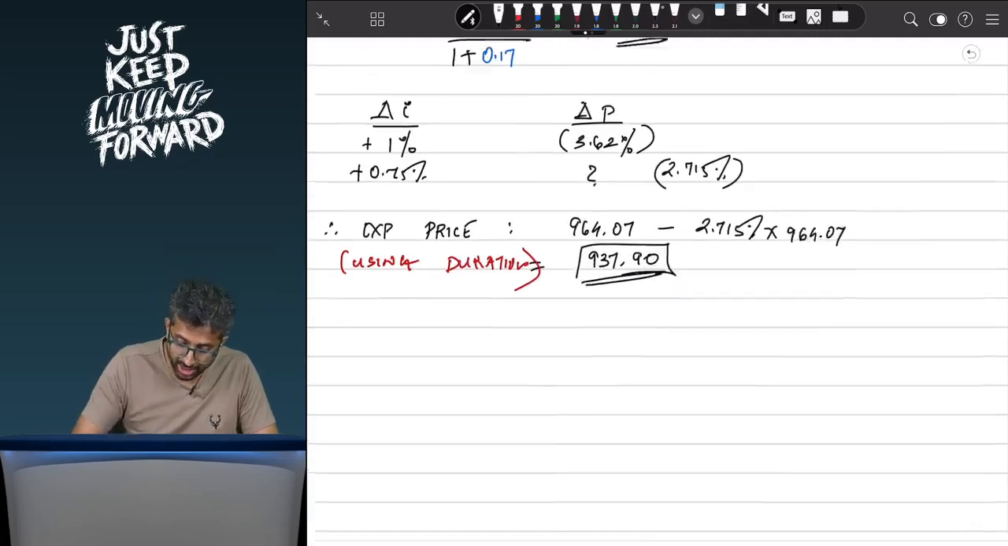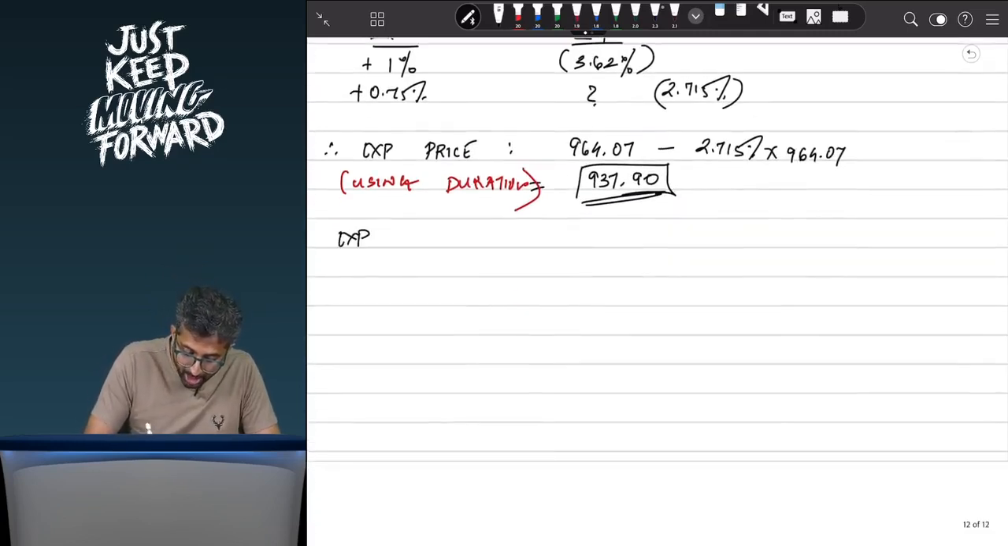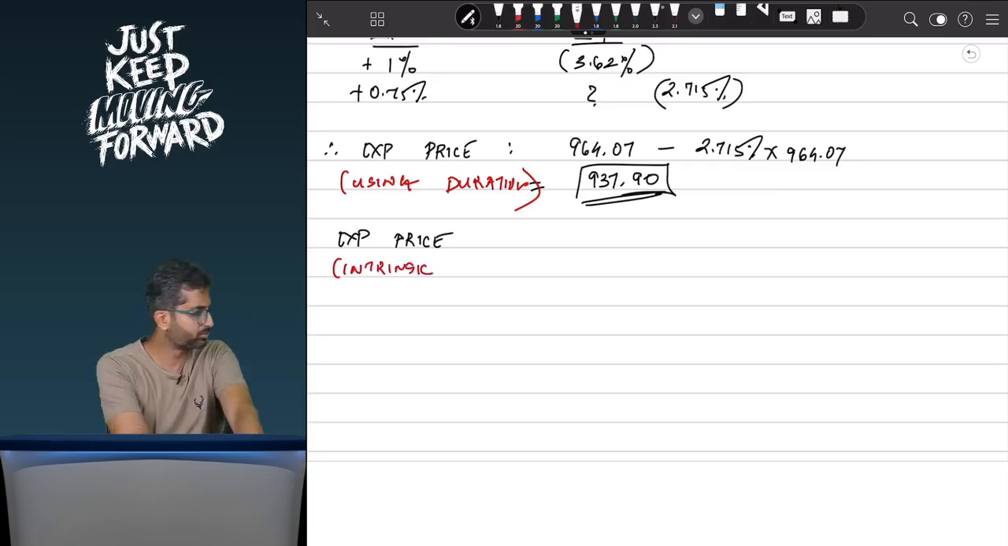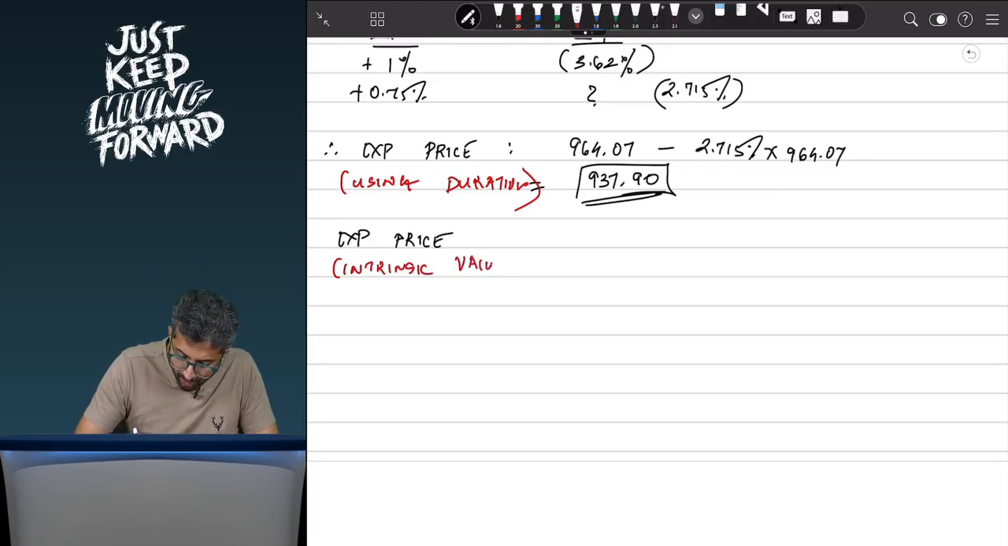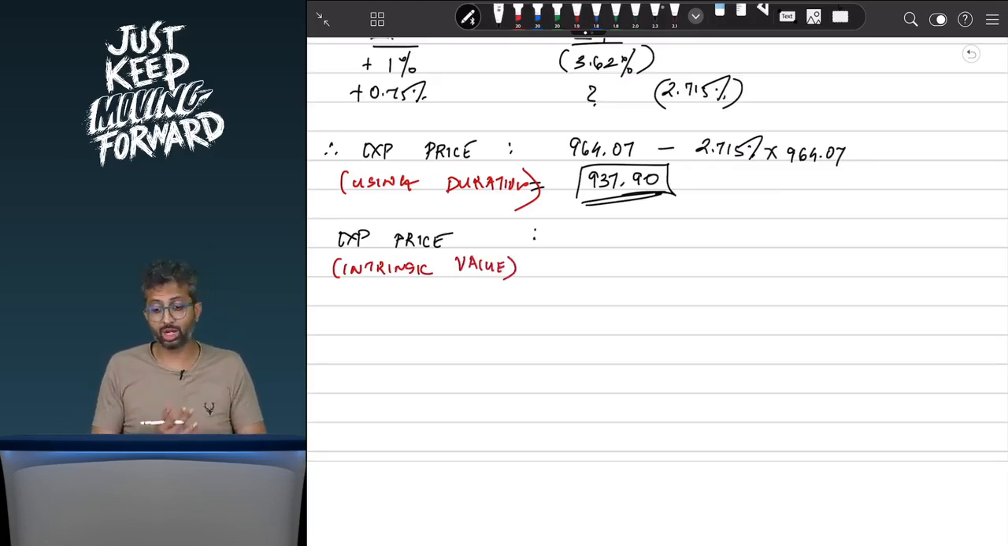But had the question asked you to find the expected market price using the intrinsic value method, then will I still use the above formula and find it, or how will I find it? If you are asked to find the expected market price using intrinsic, that is right, you will find it using the present value factor method.